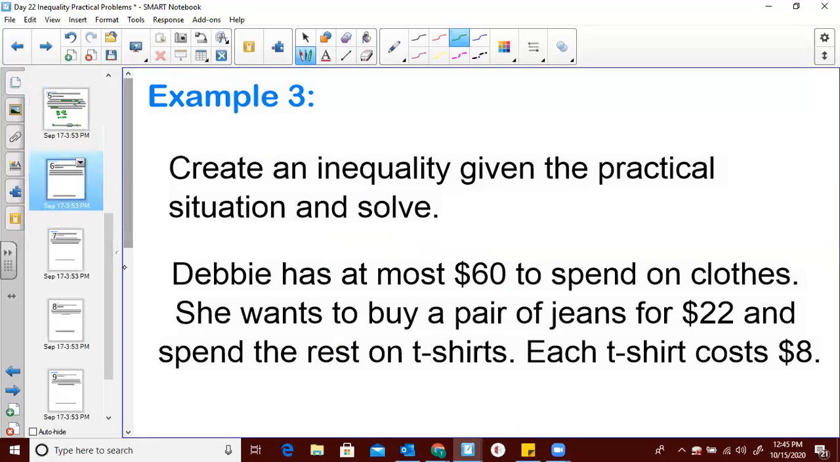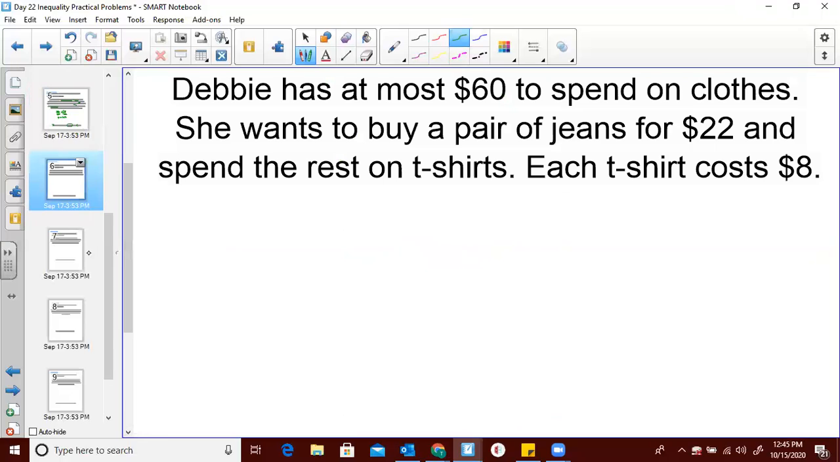All right, Debbie has $60 to spend on clothes. She wants to buy a pair of jeans for $20 and spend the rest on t-shirts. Each t-shirt costs $8. She wants to spend the rest. Spend the rest. So that's all of her money. So that's kind of like a max. Or at most. Or no more than. So that's going to be another less than or equal to. We know her total dollar amount of $60.